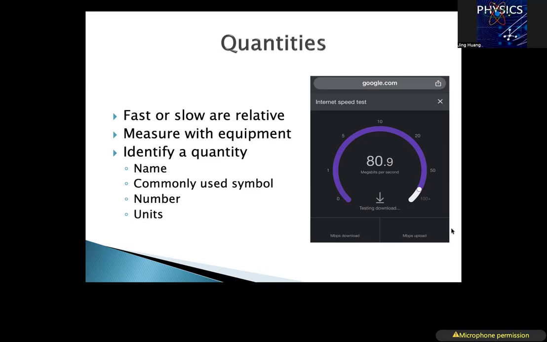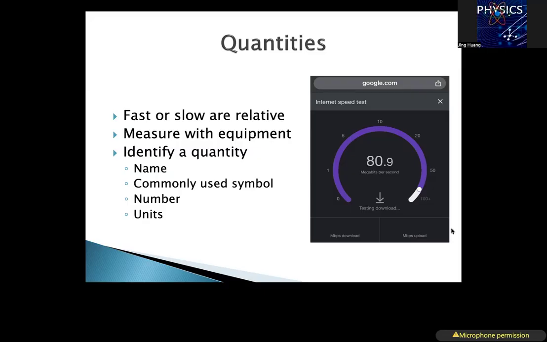Another example is if somebody says today is hot, is that qualitative or quantitative? Yes, you're right. It is qualitative because people have different preferences and people have different experiences. In physics class, as well as outside the physics class, we use a thermometer to measure the temperature. So that is a quantity.